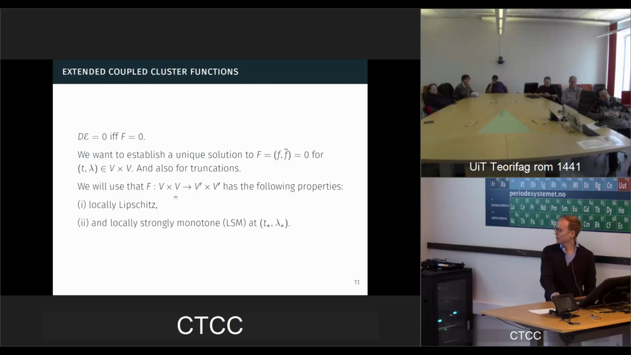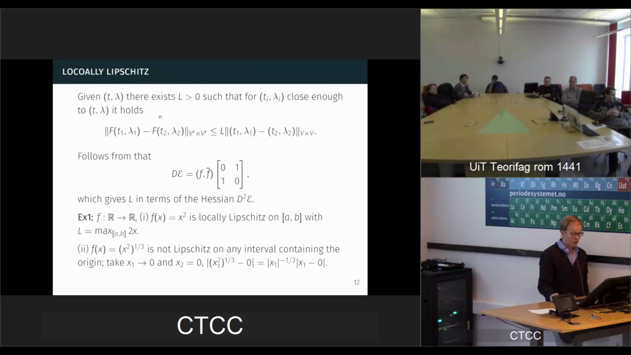Okay, so in Rohwedder or Schneider's analysis, they use these two properties for F, and that is what we want to use for our capital F. So we want to establish a Lipschitz continuity and this strong monotonicity, also locally. So let's look at those two criteria. So first, let me talk a little about this local Lipschitz criteria. So here is just the definition applied to this situation with the F we have here and with the double space of amplitudes. So this is the criteria.